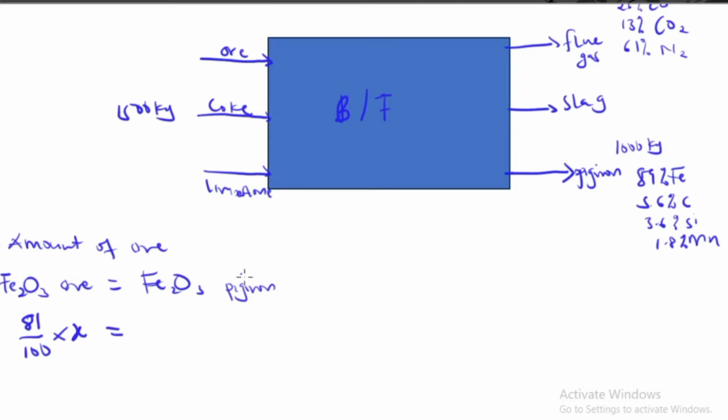Now in this case, we have a formula that you should know. We want to find the hematite using the iron percentage. The formula is that you find the molar mass of the unknown over the molar mass of the known, times the percentage of the known, then times the mass of the pig iron, which is 1,000 kilogram. I hope you understood this. Let's do the simplification for you to understand that.